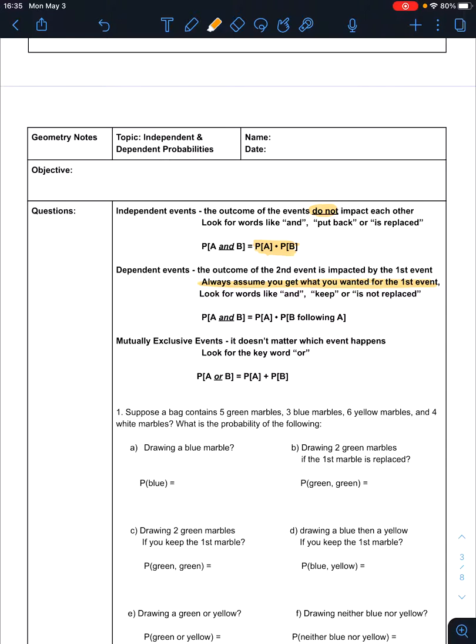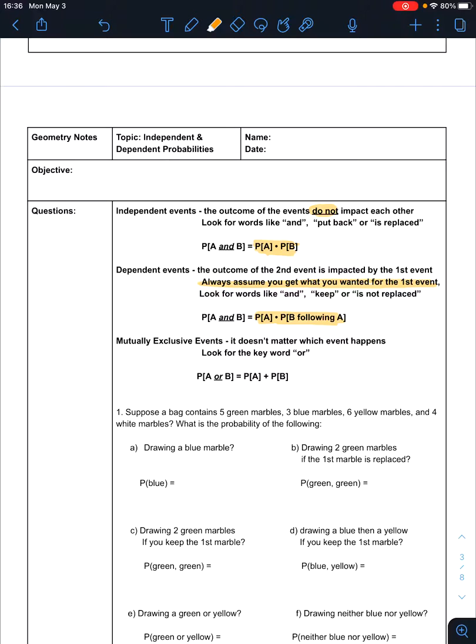So imagine you're going to reach in the bag. You're going to draw a green marble. We want to know what's the probability. So we reach in, we draw a green marble. Hey, look, that's what I wanted. We set it to the side. Now we reach into the bag again. What's the probability of doing it again? Okay, so you're still going to multiply them, but it's the probability of A and then the probability of the second event happening, assuming that the first event did happen.